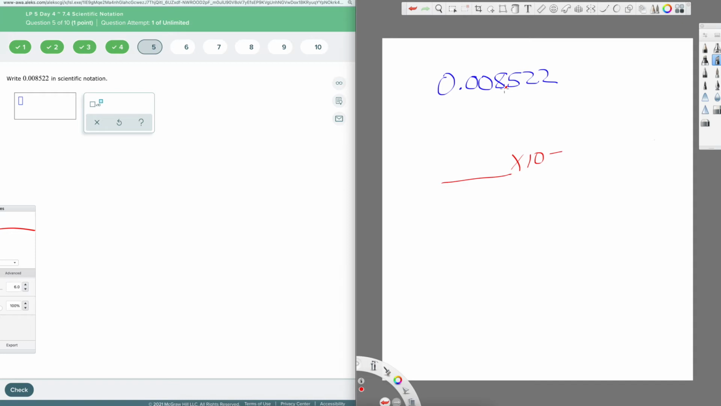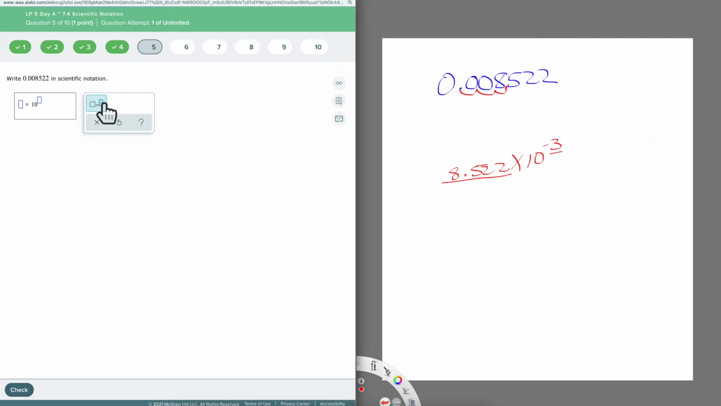So I'm going to have 8.522. I already know that. Now I just need to say how many times. 1, 2, 3. So I moved it 3 times, and it's a small number. Now it looks like a large number, so it's kind of backwards. I need that to be -3 to show that it's a number smaller than 1. It's a fraction of a number. So we're going to have 522.